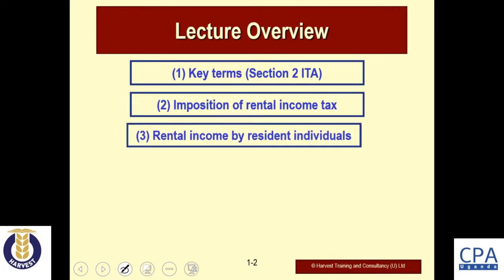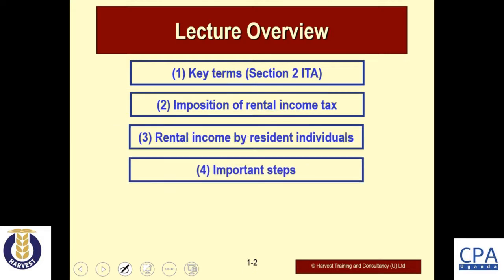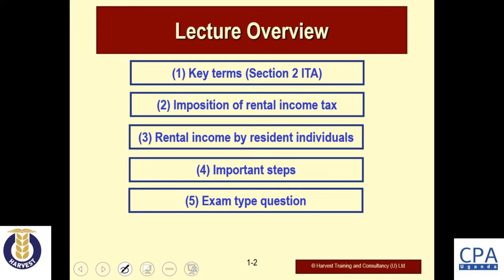Number 3, we are going to look at some of the issues that we consider in the determination of rental income by resident individuals. And then number 4, we are going to look at some of the important steps that you are going to take in determining or arriving at the tax liability in regard to the rental income derived by resident individuals. Then we shall wind up our discussion with a review of an exam type question, and how the examiner will structure this area in the examination.